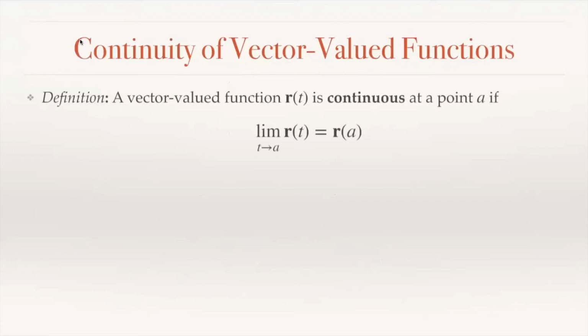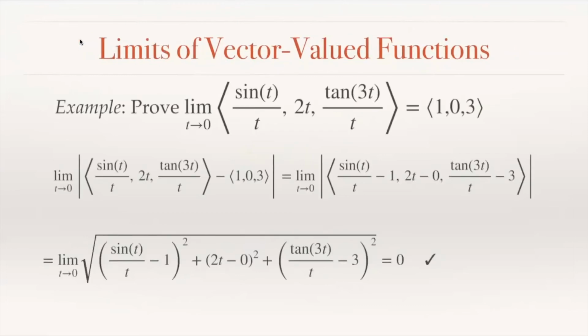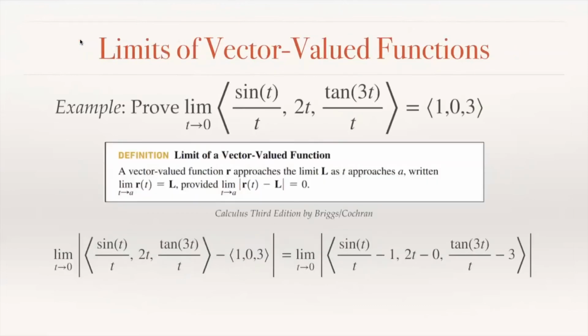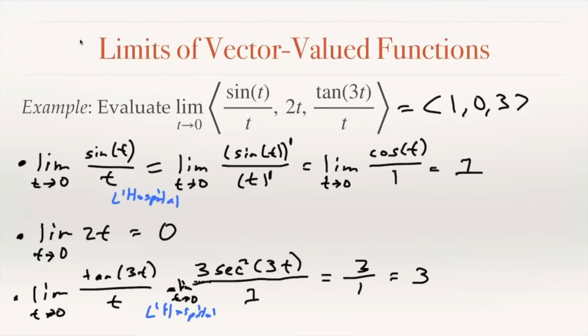And a vector-valued function r is continuous at a point A if its valuation at A is the limit as t approaches A. This is again the same definition of continuity as from Calculus 1, except now with vector functions. Oh yeah, so don't get caught up with these details. Again, for any vector function, you can always evaluate the limit by just taking the limit of the components using ordinary Calculus 1.